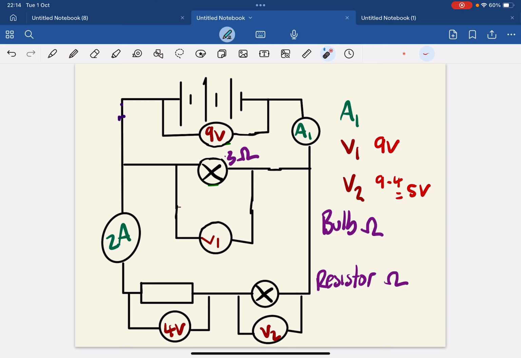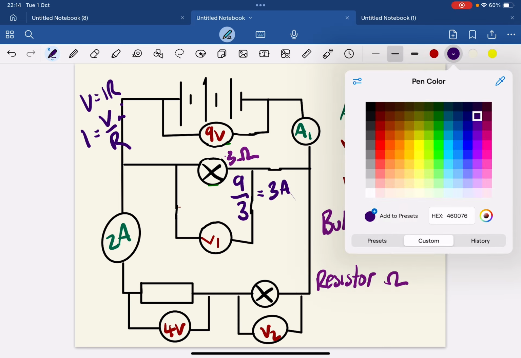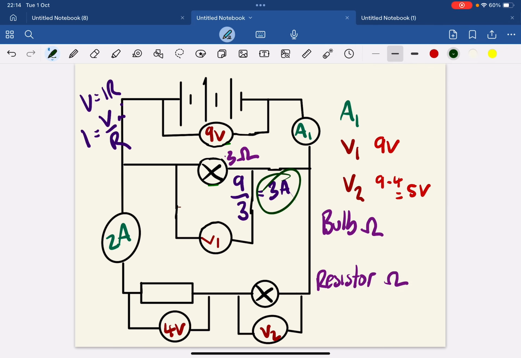So to do that, again, we need to use the calculation that V equals current times resistance, but we need to rearrange it now because we want to work out current. So current equals voltage divided by resistance. So for this bulb in the middle here, in the central loop, our potential difference for V1 is 9, and we divide that by our resistance, which is going to be 3, okay, which gives us 3 amps. Just highlight that in green. So A1 here is going to be 3 amps.